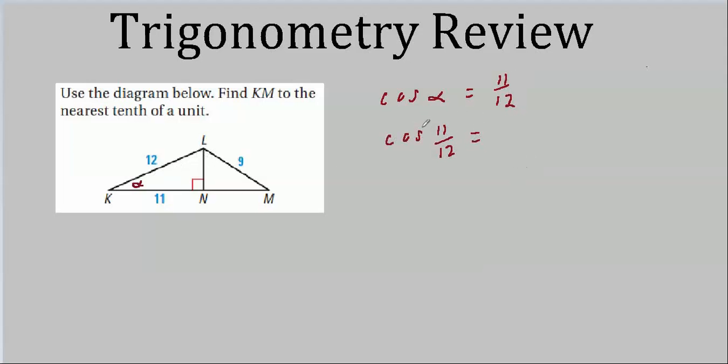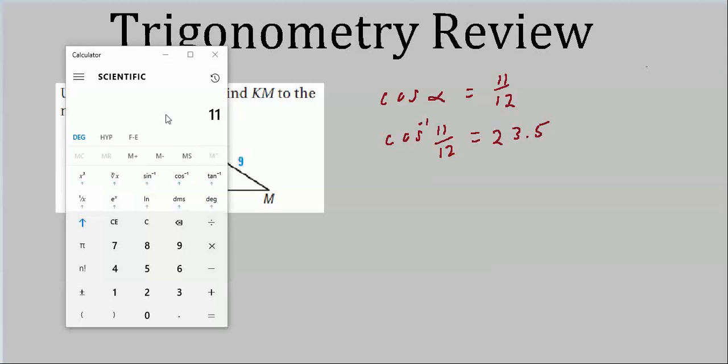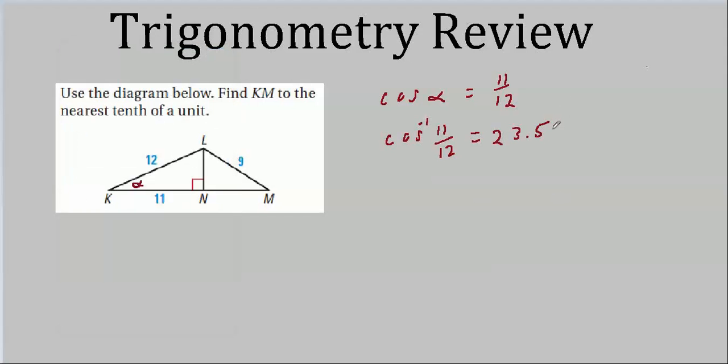And it's supposed to be the inverse cosine, pardon me. And so to get our angle, we divide 11 by 12. And then we have to take the arc cosine of that, pardon me, the inverse cosine, and get 23.56. It's around that. 23.56. That's alpha.